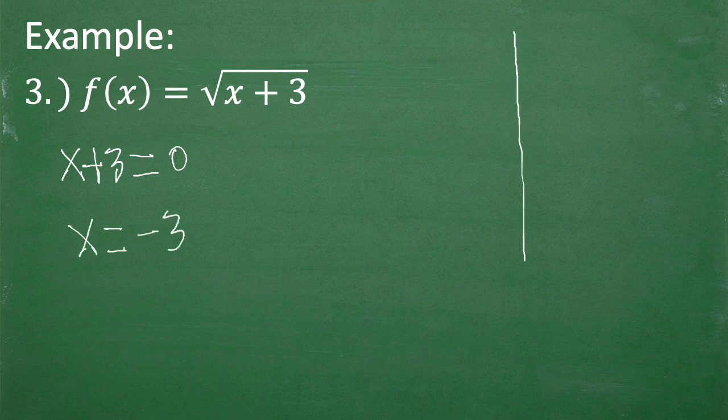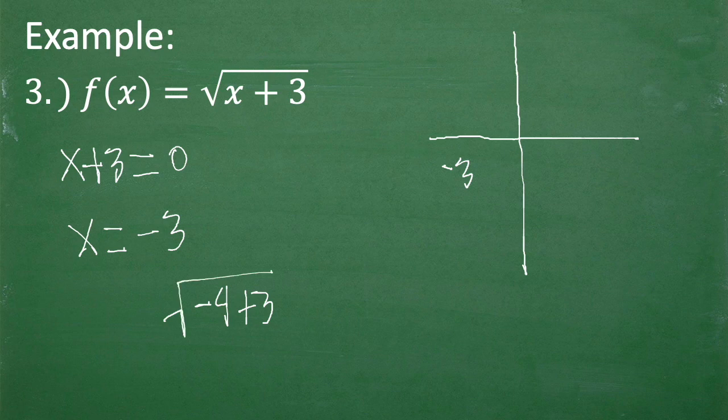If we're going to graph this function, x equal to negative 3 would make the radicand 0. And if we graph, say for example, negative 4 plus 3 inside the radical, the expression becomes an imaginary number. So we are not allowed to have a negative number inside the radicand. Since negative 4 is not included, we are restricted to that. So the function will simply look like this on the graph.